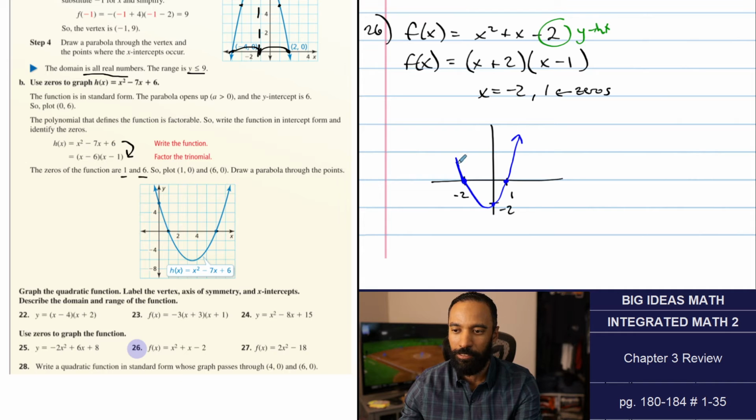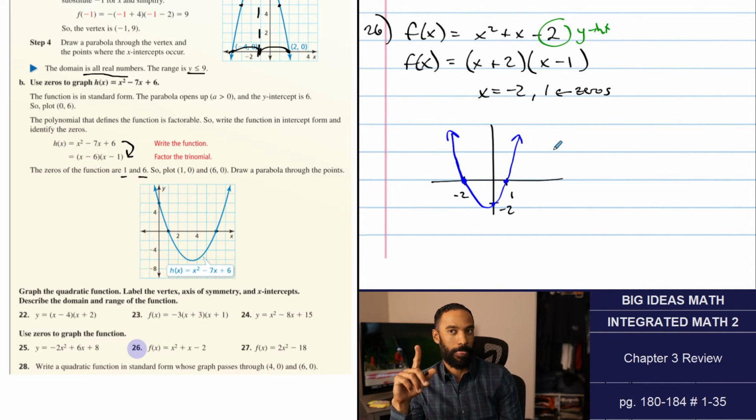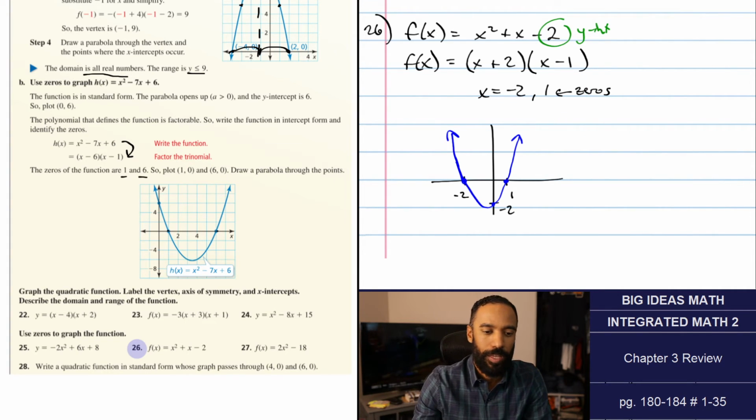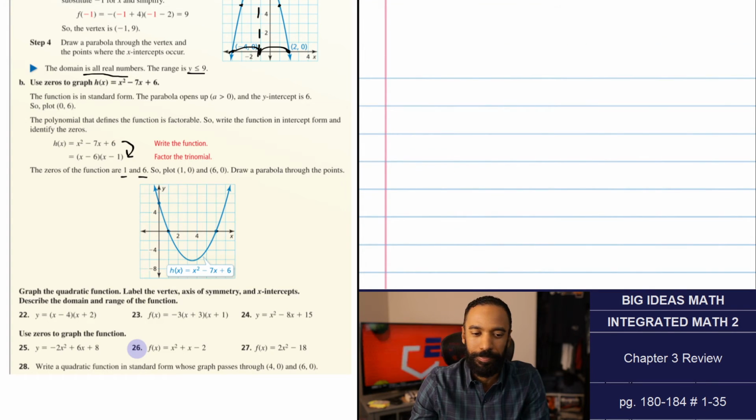So the vertex isn't on negative 2. It's a little bit left of it. I think at negative 1/2. At negative 1/2 it would be. There's that graph. One more of those, number 27.